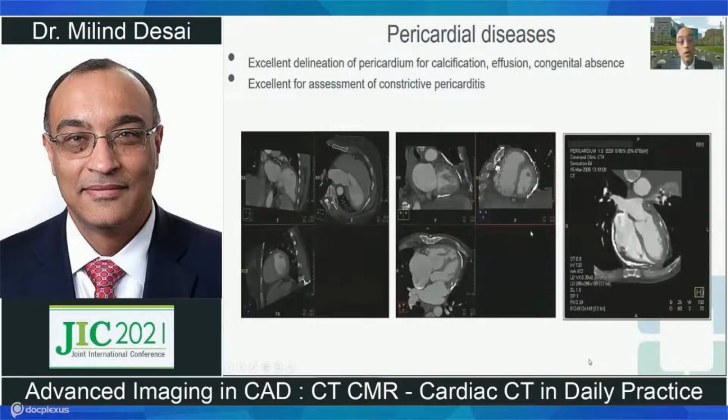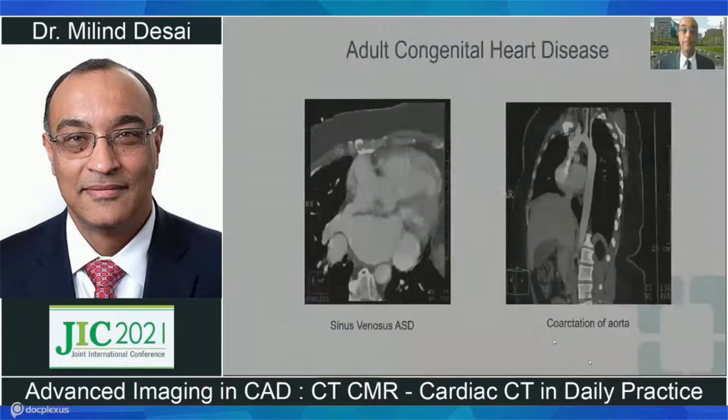Another important adjunct role is in assessment of pericardial disease. The images on the left show somebody with a congenital absence of the pericardium. The panel on the right demonstrates a patient with calcification to suggest constrictive pericarditis, and a cine image which suggests actual severe calcification resulting in constrictive pericarditis. So, a broad role in pericardial disease as an adjunct to echocardiography.